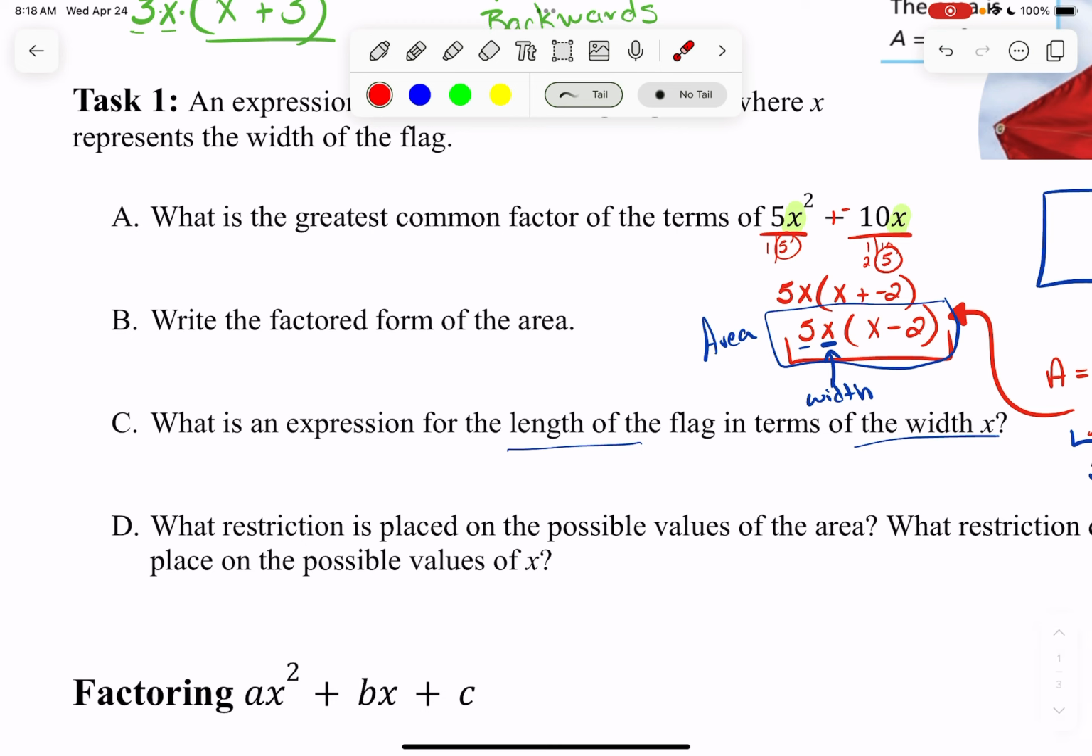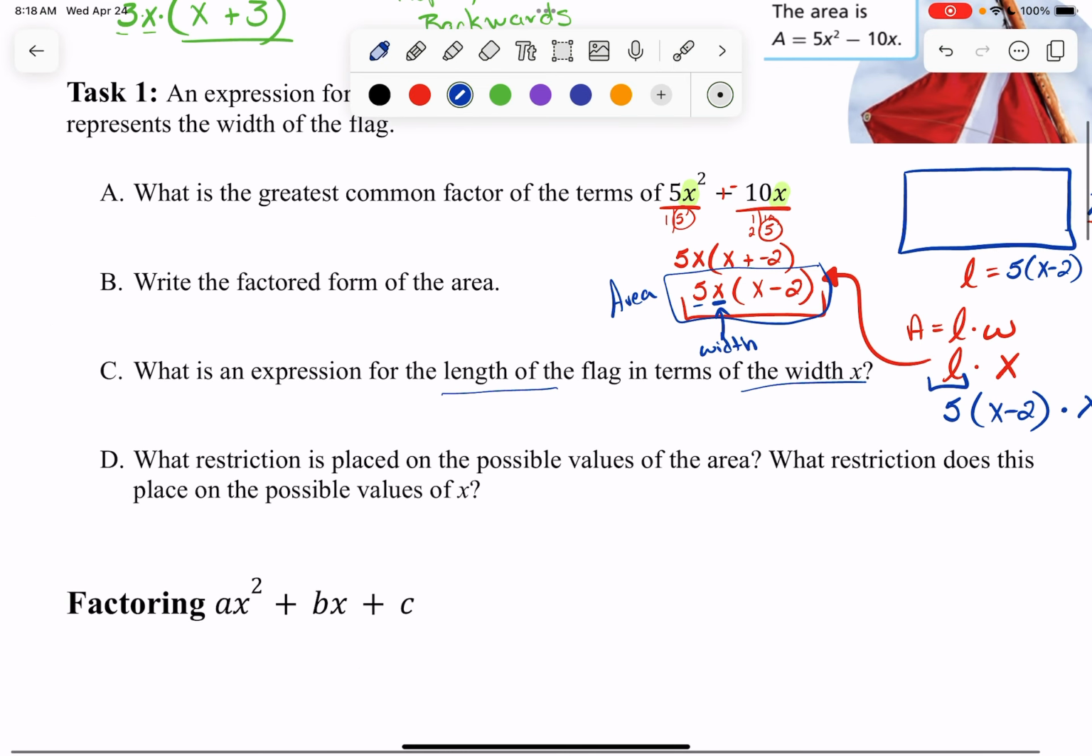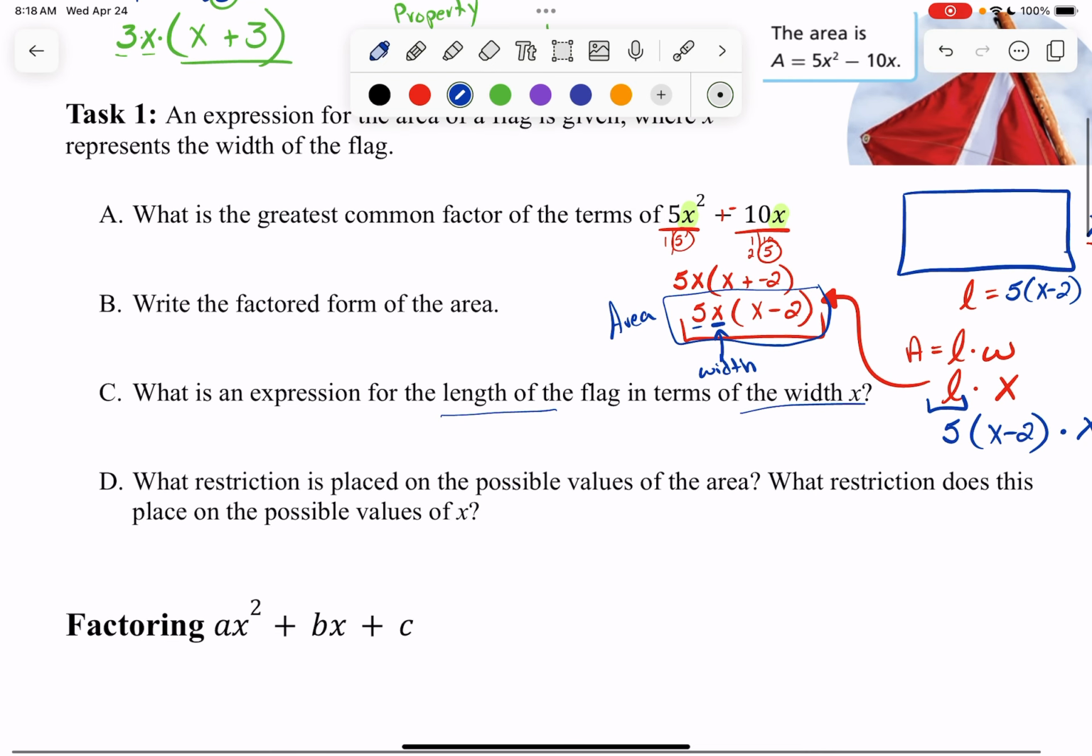What restriction is placed on the possible values of the area? Okay, so this is kind of talking about that range idea. What kind of values can I get out for my area? Well, negative area makes no sense. So the area has to be positive.